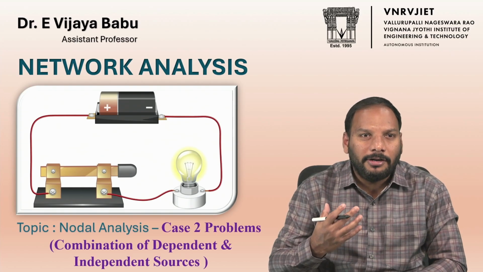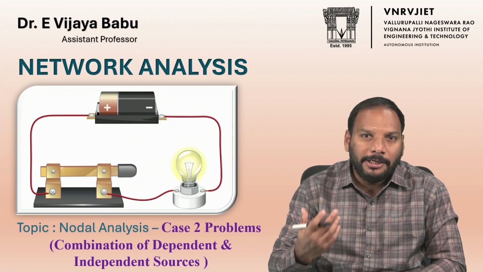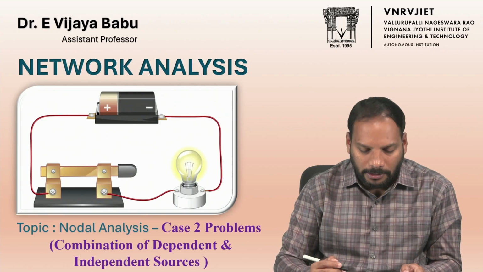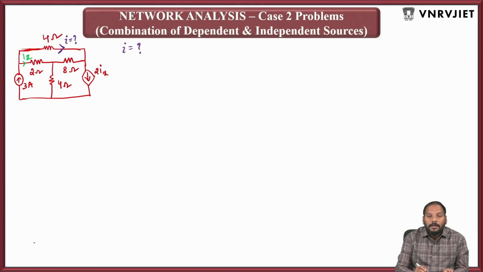In continuation with the previous lectures of network analysis, now we are in case 2 problem. That is, the problems where a combination of dependent and independent sources is given. How to solve those types of problems? We'll try to go ahead now. This is the problem of a combination of dependent and independent sources.